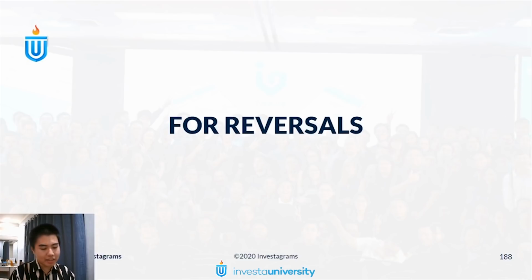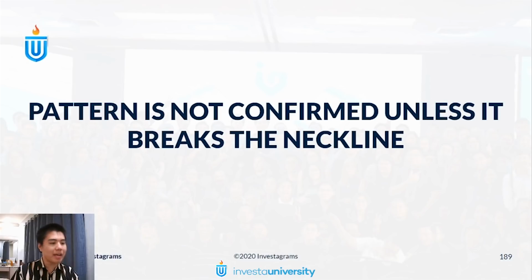And then, my tips for reversals, or my reminders: the pattern is not confirmed unless it breaks the neckline. Remember Nickel? It formed a double top, but it didn't break down. It went up further. And remember Docu? It already looked like a head and shoulders, right? But it did break below the neckline, and it went up further. So, the pattern is not confirmed unless it breaks the neckline.